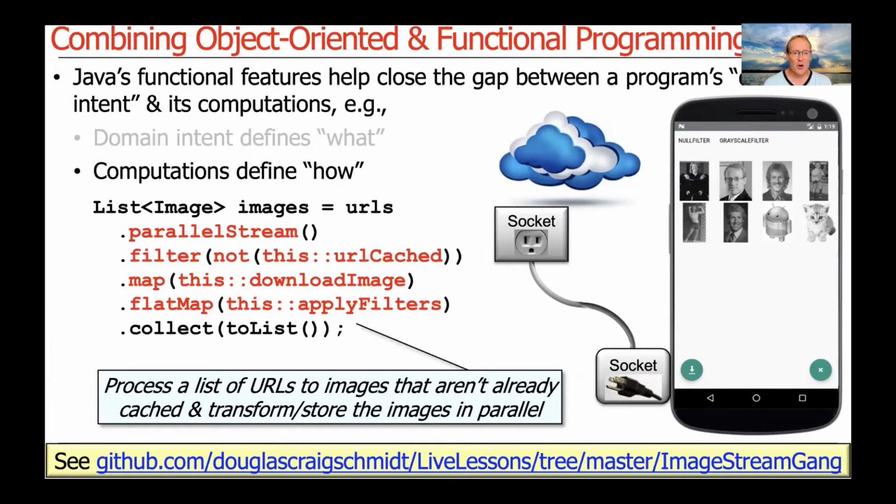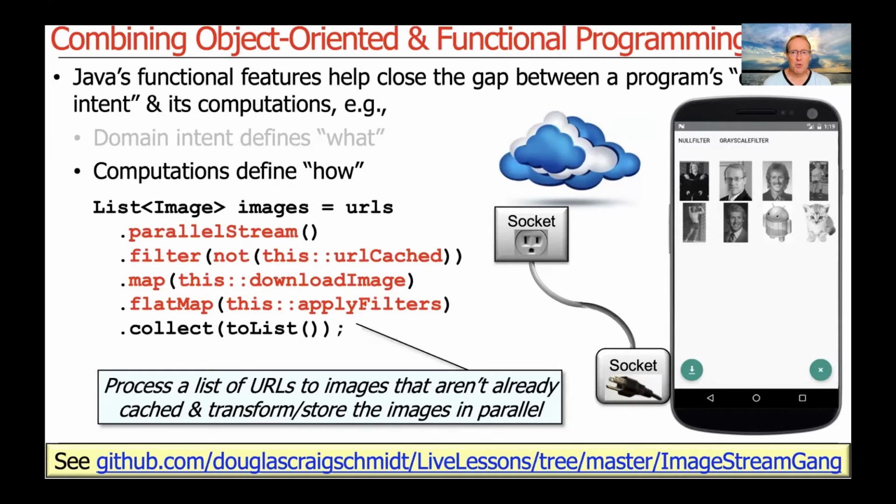As you take a look at the code here, this is code that uses the so-called parallel streams framework. It's part of modern Java. And you can see by reading this, it almost reads one-to-one onto the what, onto the domain intent. So what we say here is, in parallel, take the list of URLs and get rid of the ones that we've already downloaded and cached. So if they're not already cached, we go ahead and let them be processed. Then we download each of the non-cached images, and then we apply the image filters to transform the images. And then we collect the results into a list and then we'll display them.